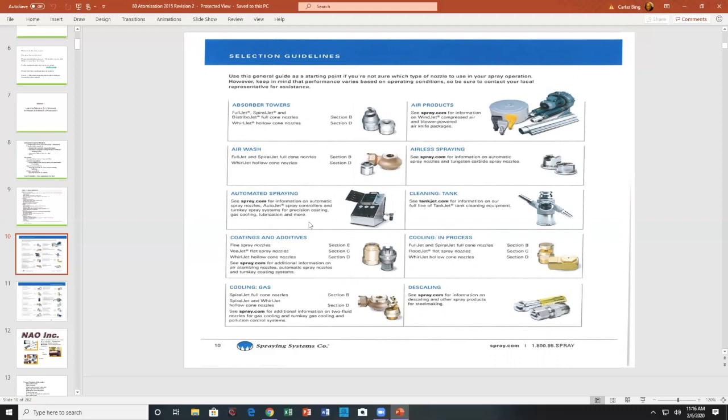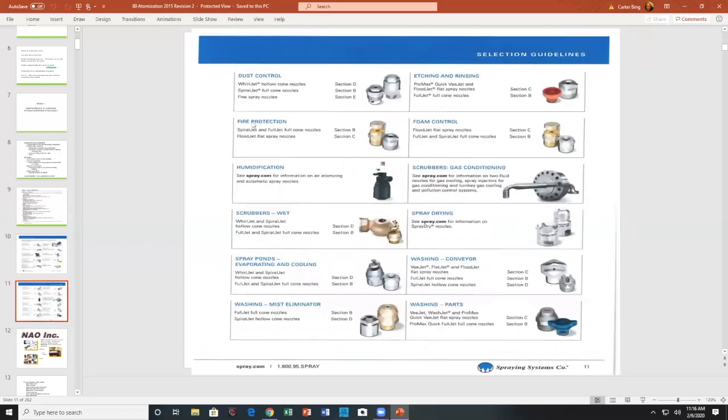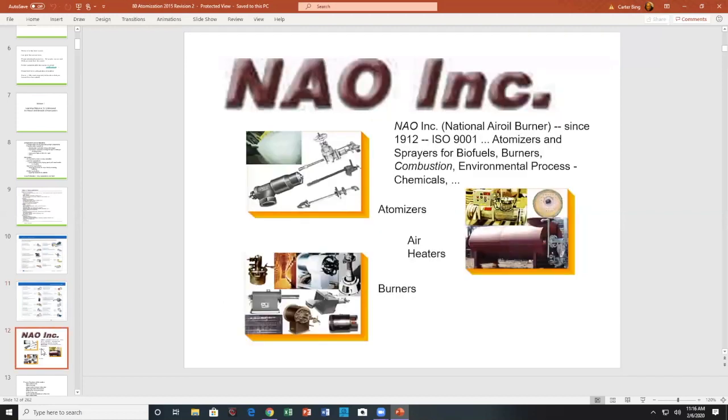Automated spraying, coating, additives, cooling, tank cleaning, airless spray, all sorts of things. Dust control, scrubbers, in case you have a scrubber. Creation of mist, washing machines. There's a whole slew of companies as well. Atomization and combustion is huge, obviously.